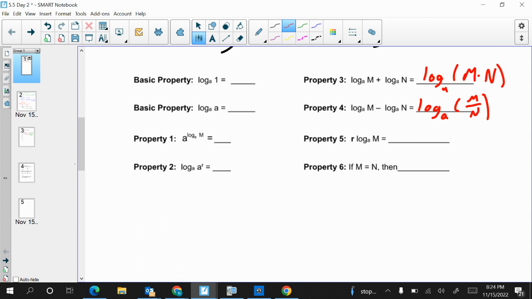And 5 and 2 kind of go together. This is the same as log base A of m to the r. So that number is being multiplied in front, it can come up. Or if it's up at the top, well, we'll come back to that one. That one will be a little bit in a second. But that's where we're at right now. Those are the three that we have.